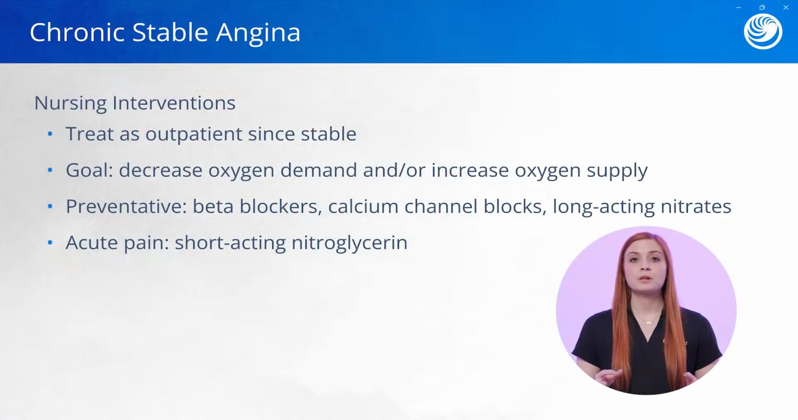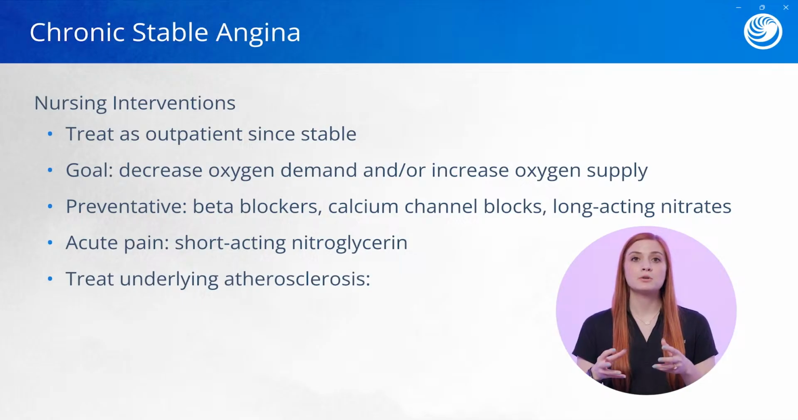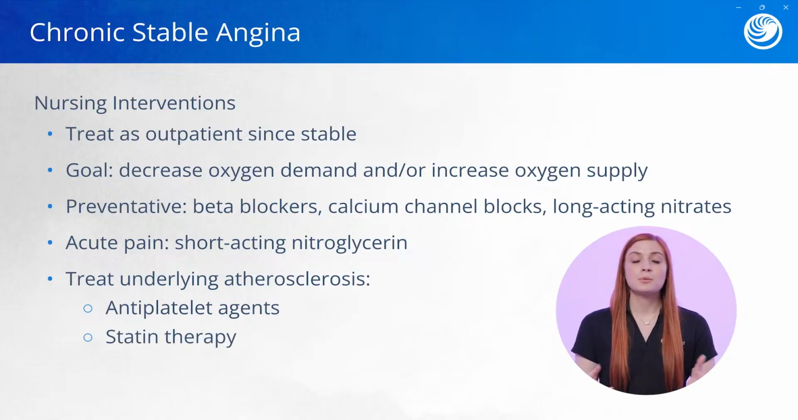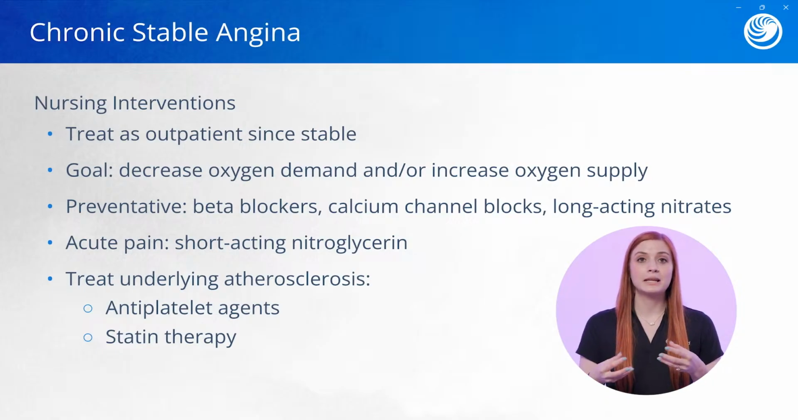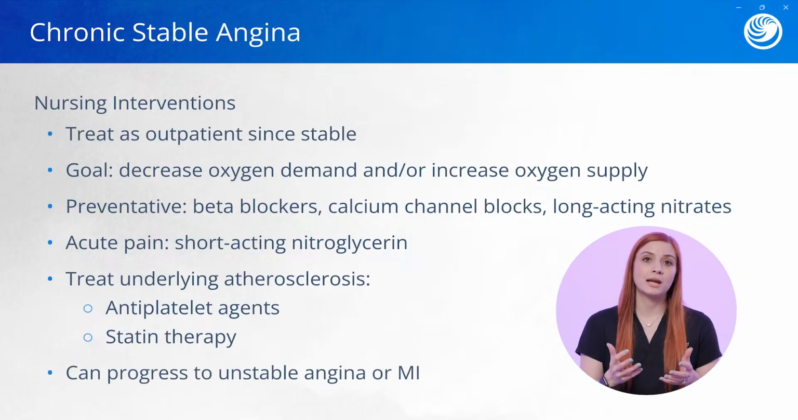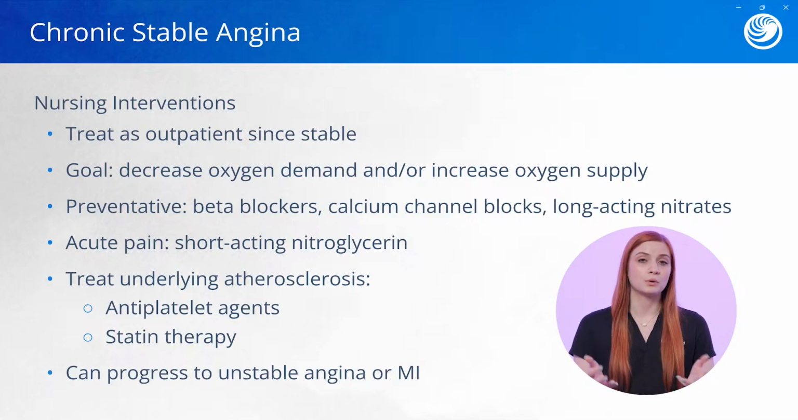It's also important for clients with chronic angina to treat the underlying atherosclerosis. So we want to administer antiplatelet agents such as aspirin or clopidogrel to prevent the platelets from clotting together. And we want to administer statin therapy to help reduce cholesterol levels. If we can reduce cholesterol levels, we can reduce circulating lipids in the blood and help reduce plaque formation. If atherosclerotic plaques continue to grow and the vessels continue to become more occluded, stable angina can progress to unstable angina or even myocardial infarction or MI.